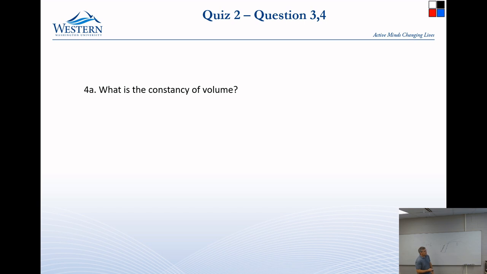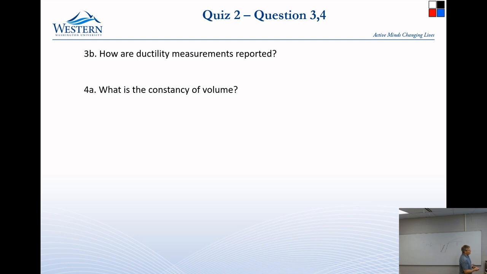Okay. What is the constancy of volume? The volume of something stays the same. We're not creating or destroying material. What assumptions are in there? Yeah. The material is fully dense. Okay, yeah, so we have to assume that the material's fully dense before we start. And we assume that we're not creating energy. So that's okay. That's good.